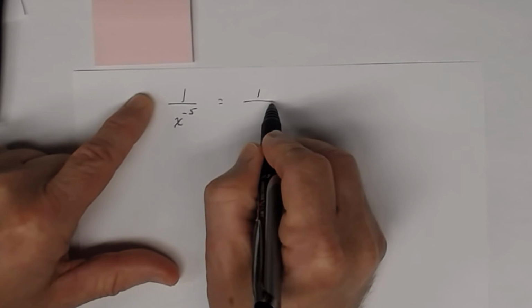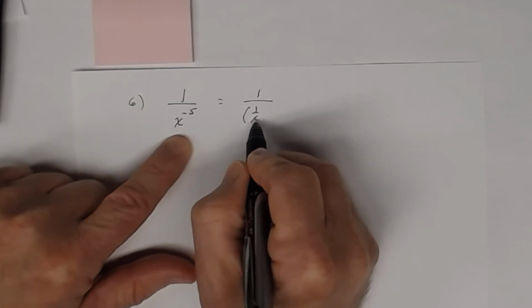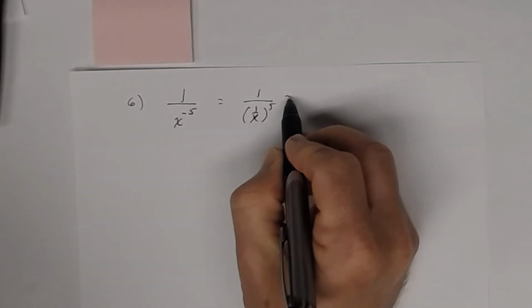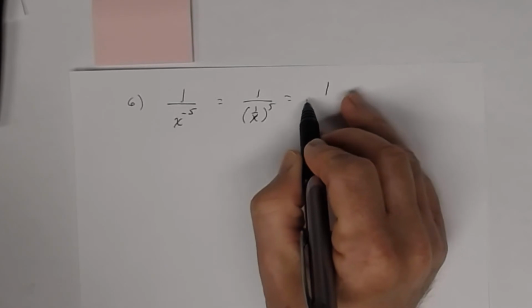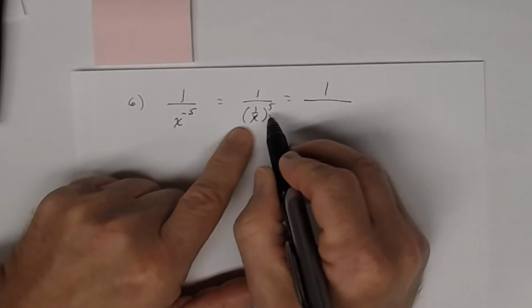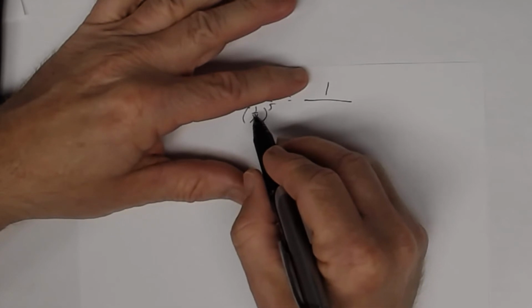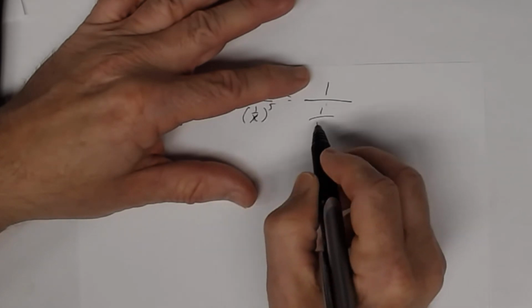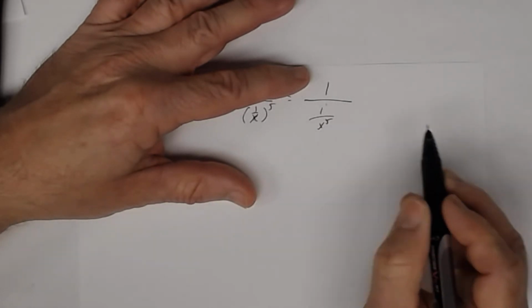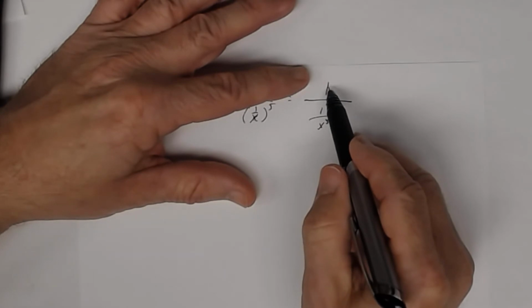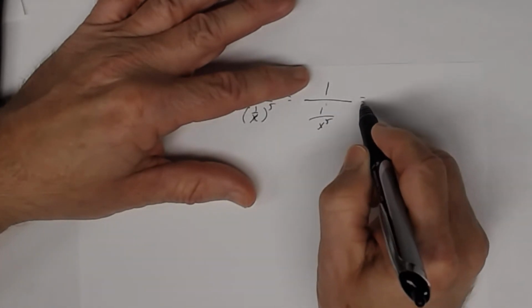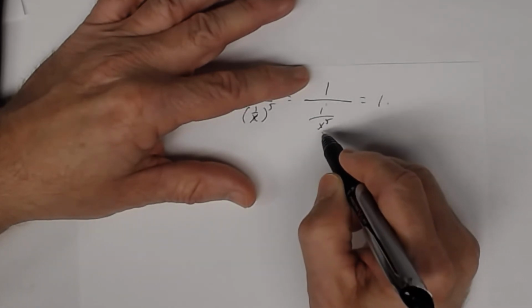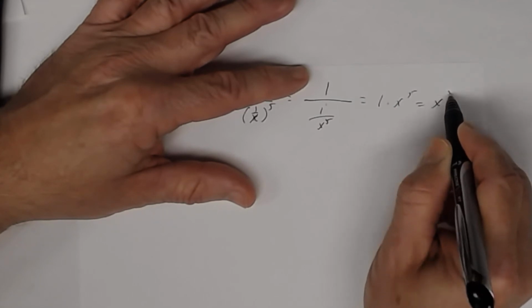So you're going to say 1 divided by, in parentheses, 1 divided by x to the fifth. Okay? Just like that. And then what I would do is I would say 1 divided by, and then you have 1 to the fifth, which is 1, and x to the fifth, which is x to the fifth, right? Just like that. And then you have a fraction divided by another fraction. So you're going to take the numerator and multiply by the reciprocal of the denominator. So 1 divided by x to the fifth is x to the fifth. So you get x to the fifth as the answer.